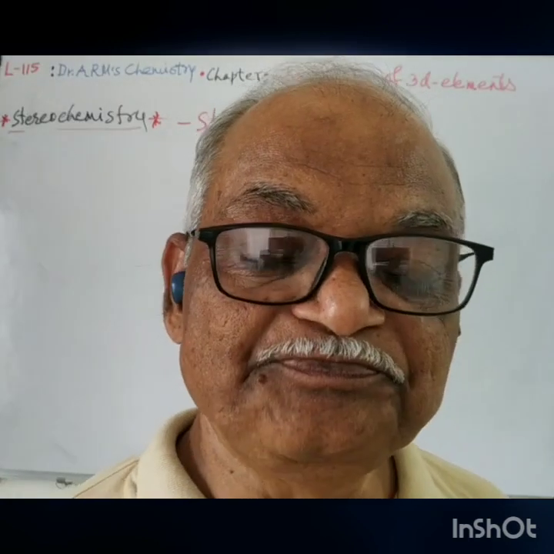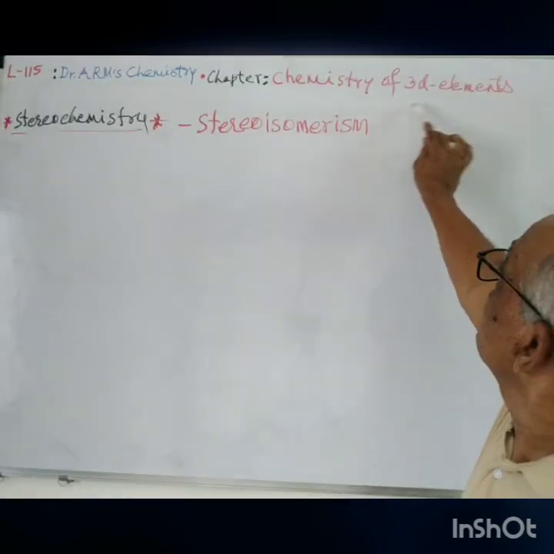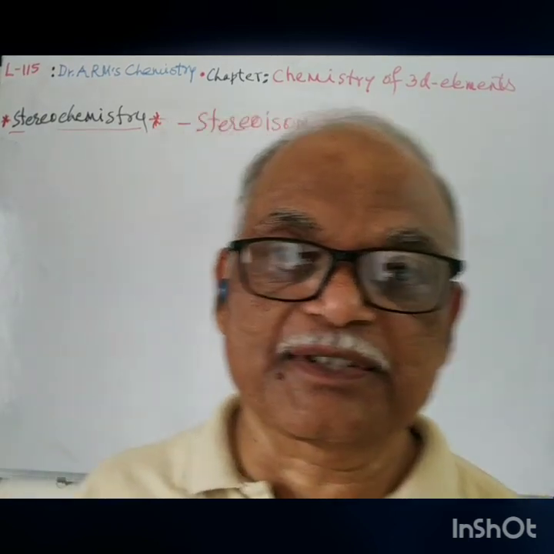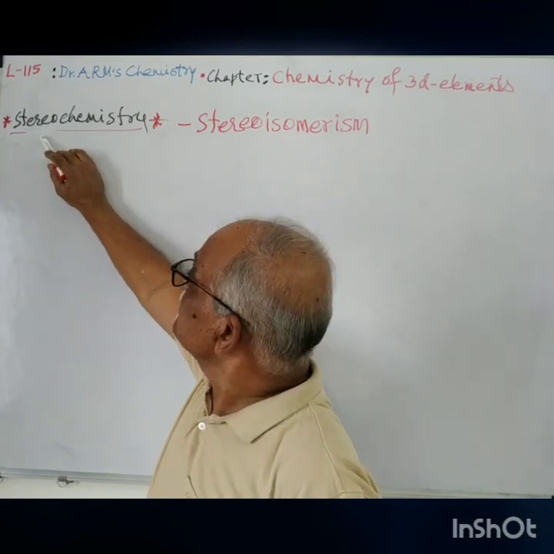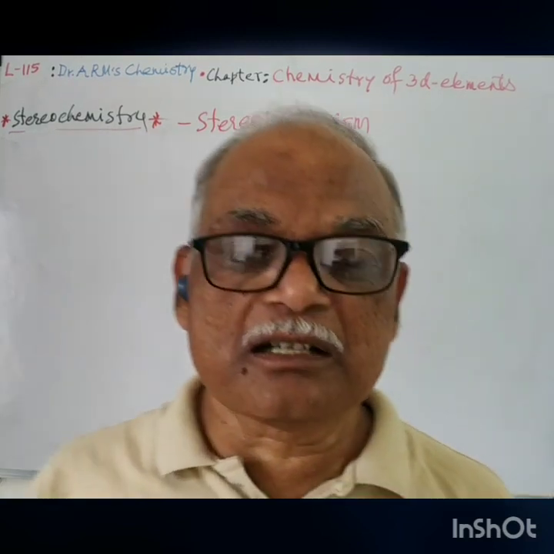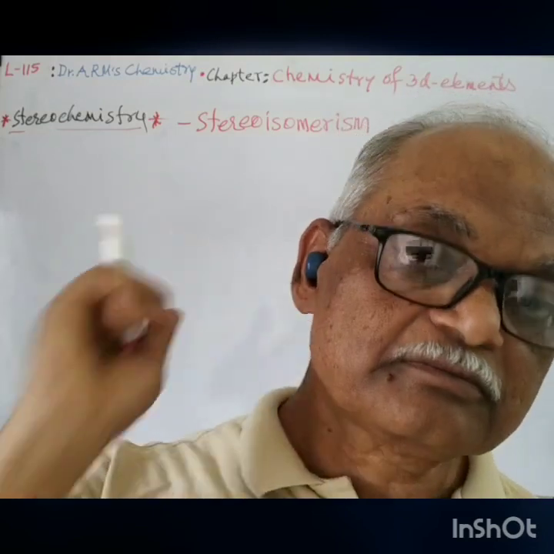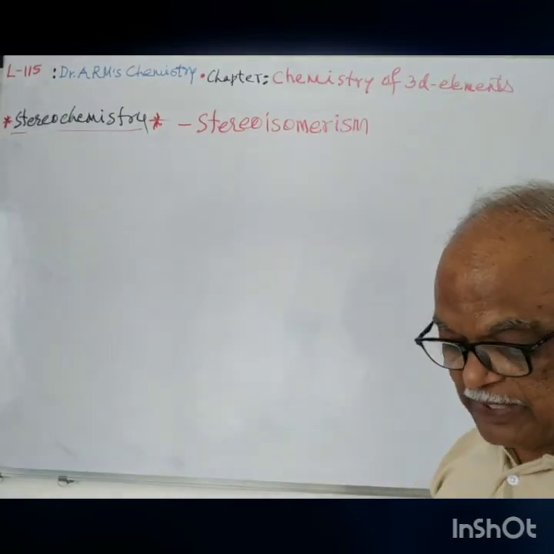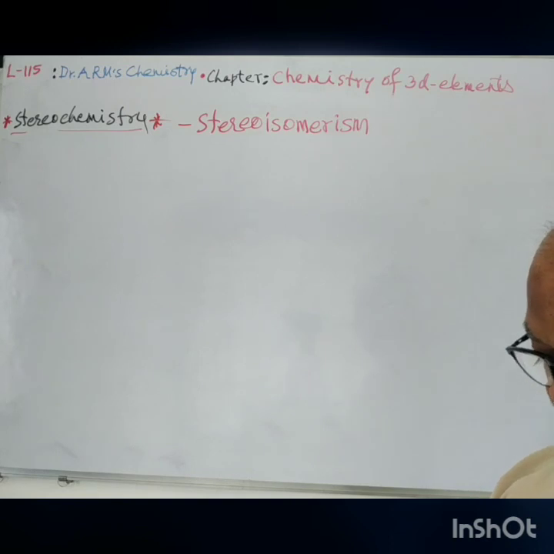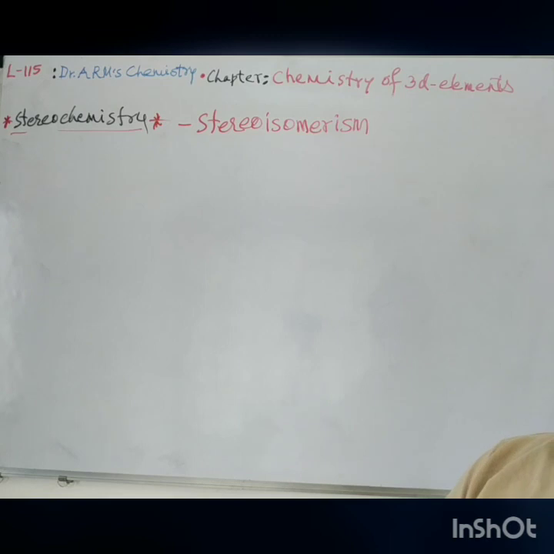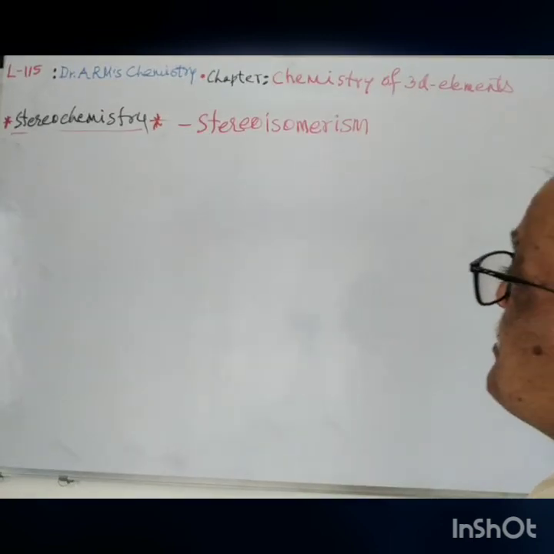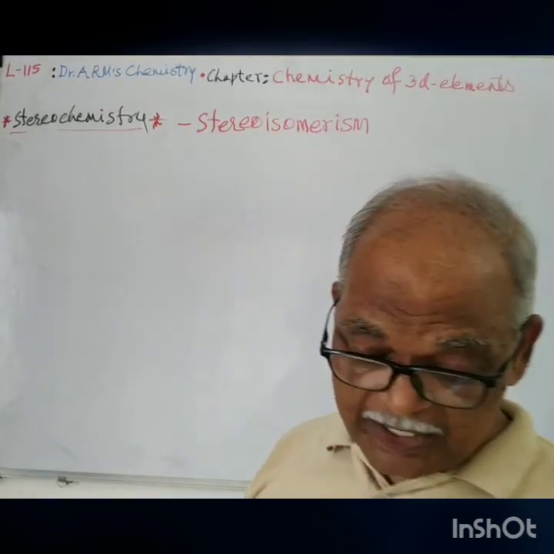We were discussing the chemistry of 3D elements, and in that case, now we are studying the point that is stereochemistry. Under this point, we have seen some previous information regarding the various types of isomers, that is structural isomers, and now we are going to see stereoisomerism.